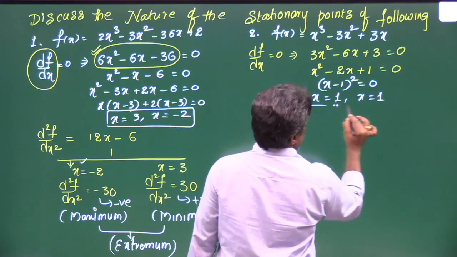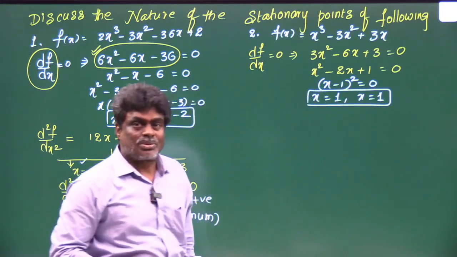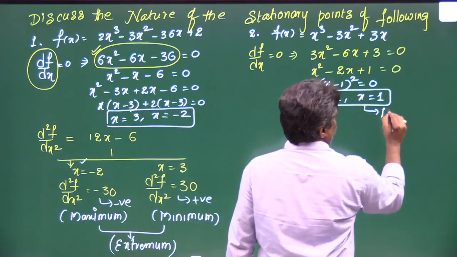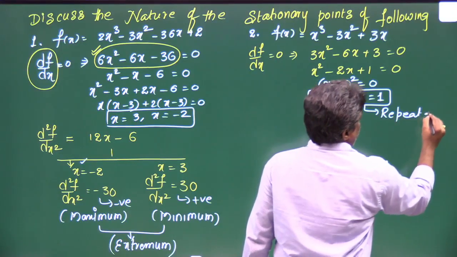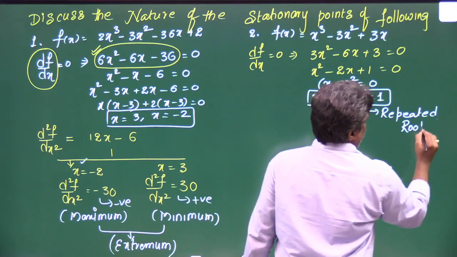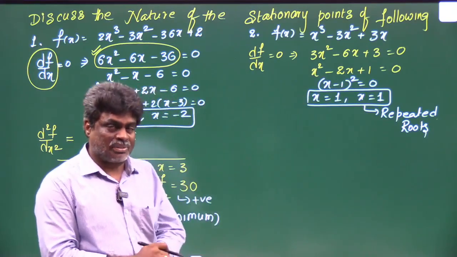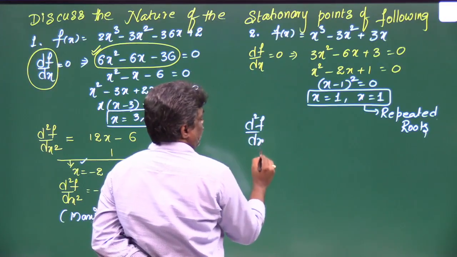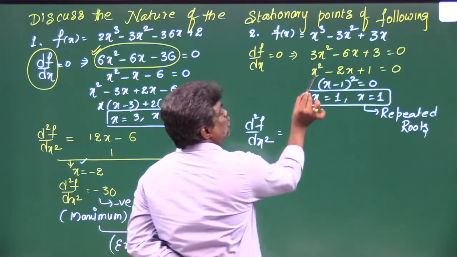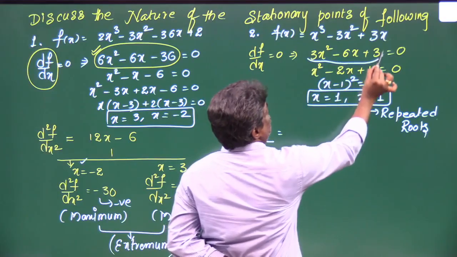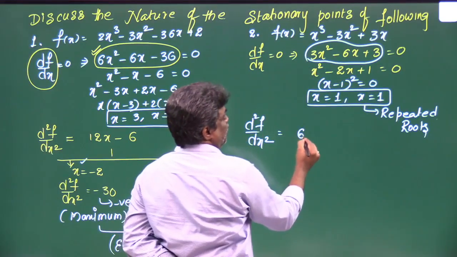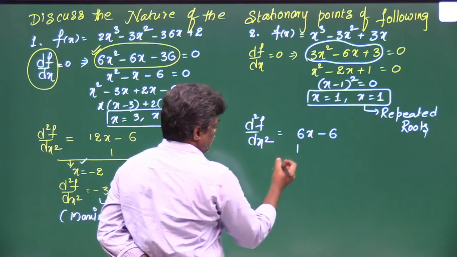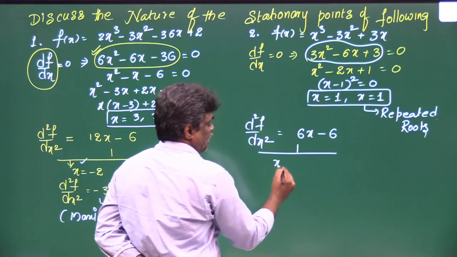Oh, surprising. Here we got repeated roots. Repeated roots. So what is the significance of this? Let us see. Next I would like to check what this is. That's why I am taking the second derivative again. So I told you, you should not take the simplified one. You have to take the original one, this one, and take the second order derivative, that is 6x minus 6. Now you have the two roots that are both the same. That's why I am taking x equal to 1.